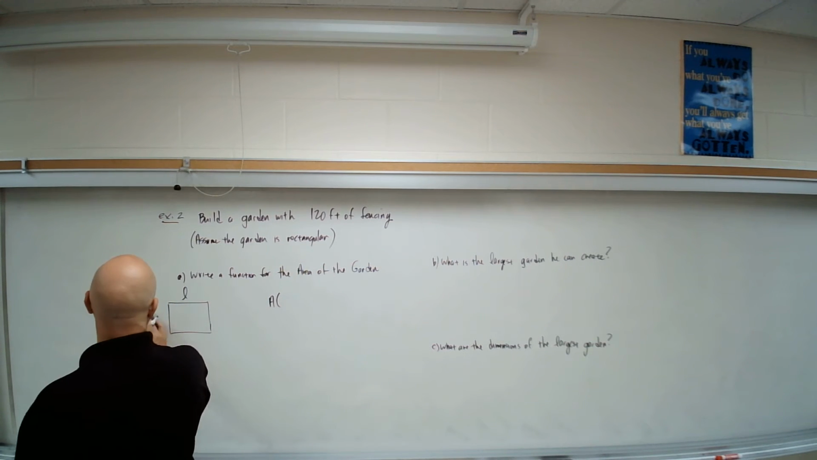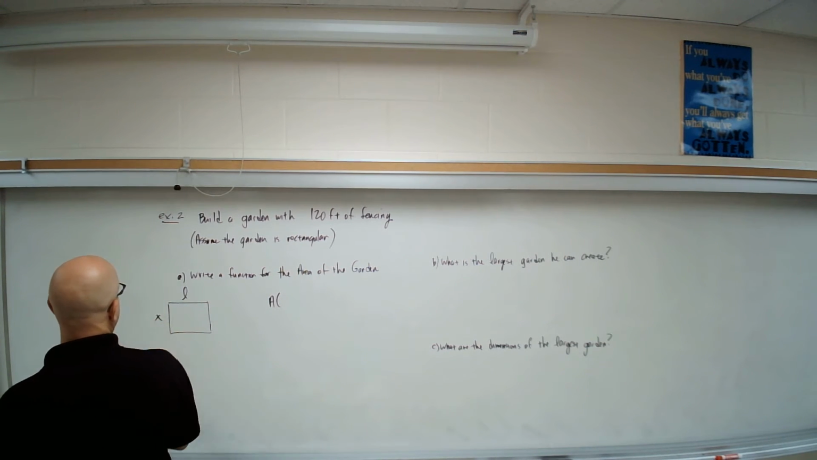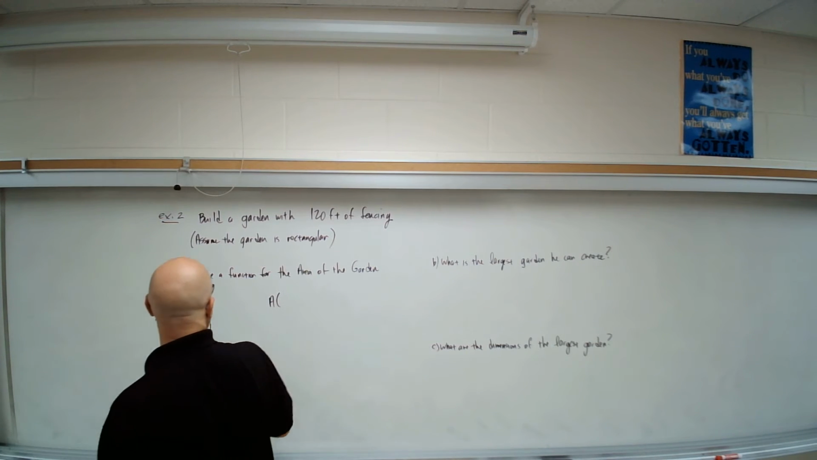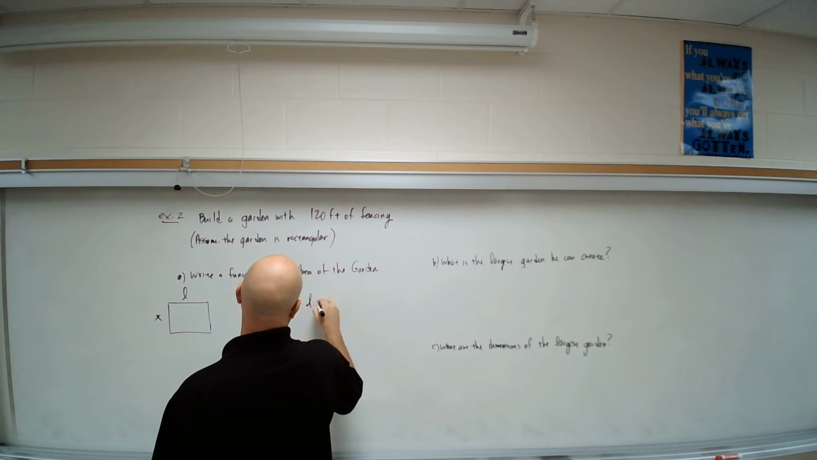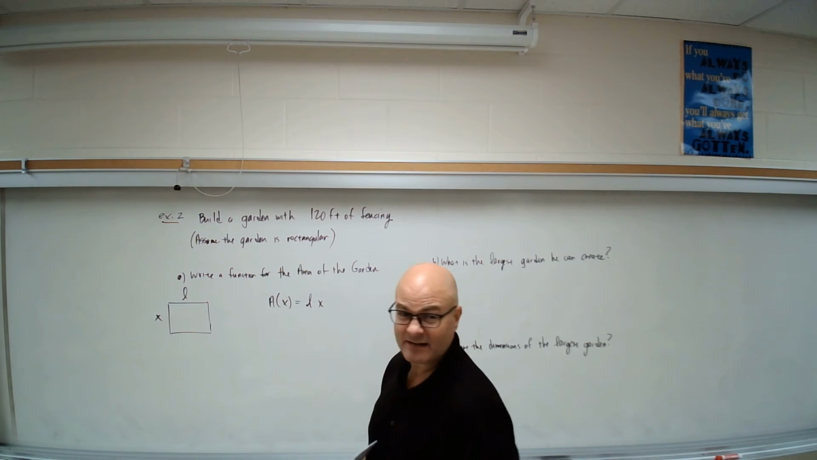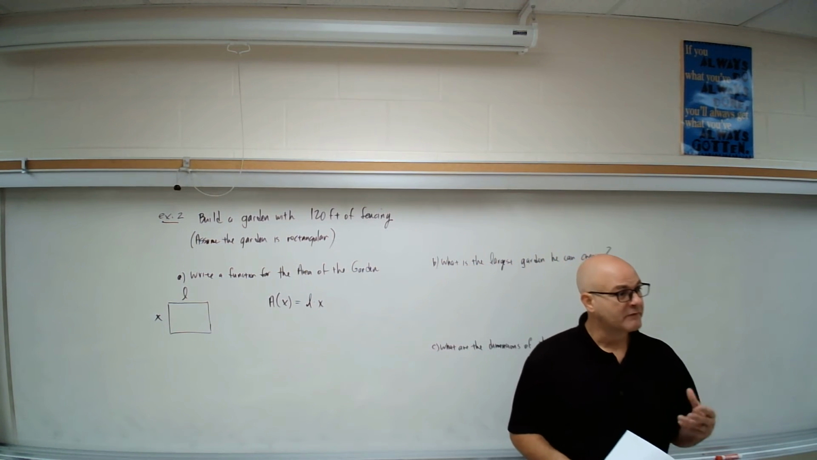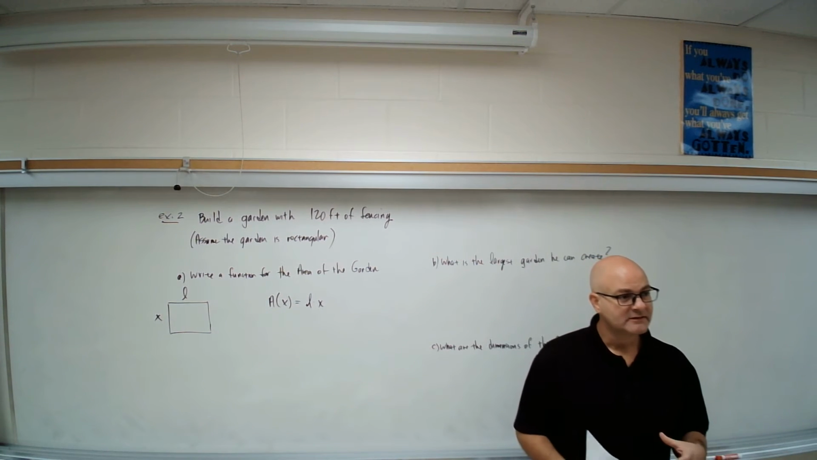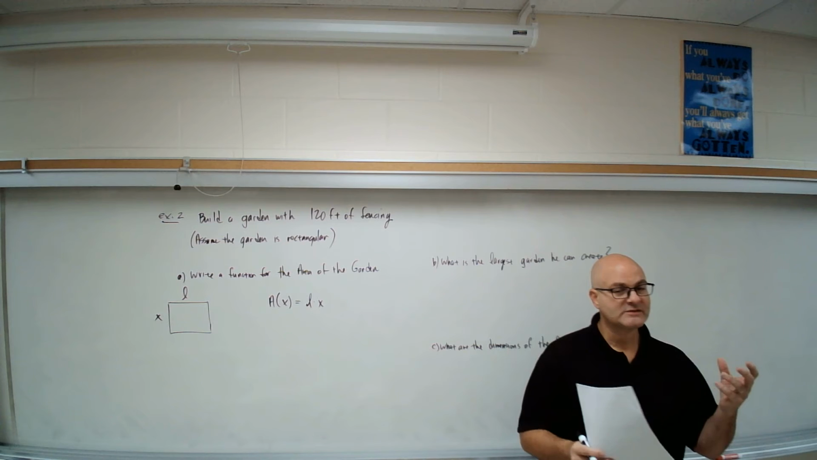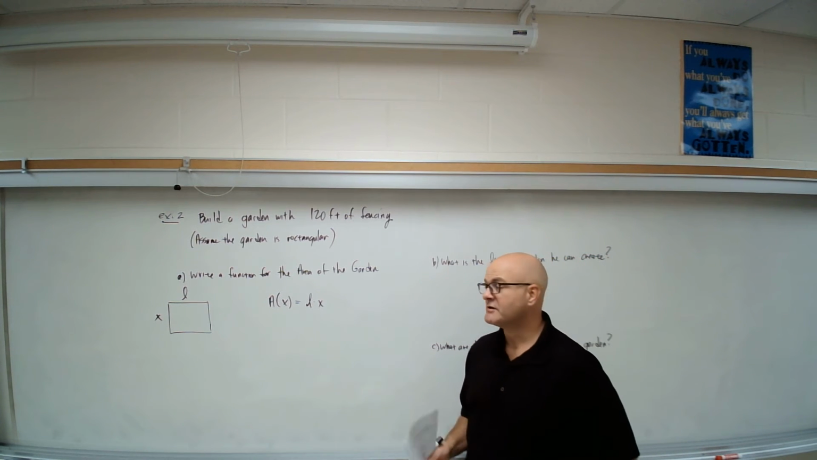Let's maybe say X and L. So A as a function of X would be length times width, correct? So here's my first function. This is an area formula. I just did L times X, or you could have X times Y, or L times W. It's up to you. The letters are just placeholders.